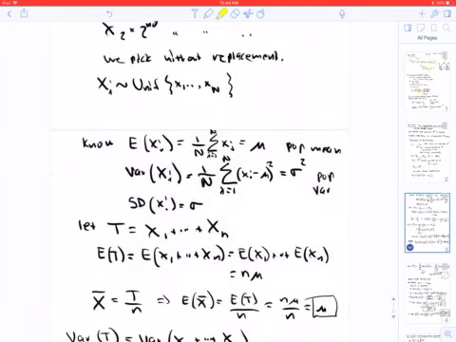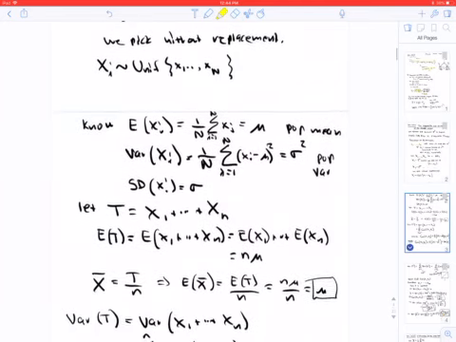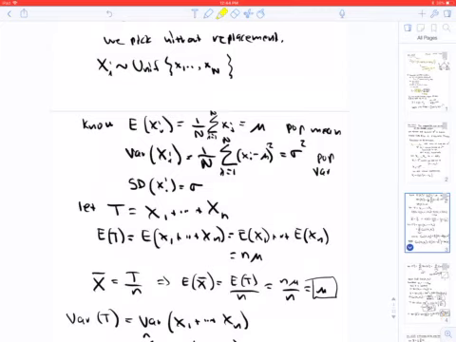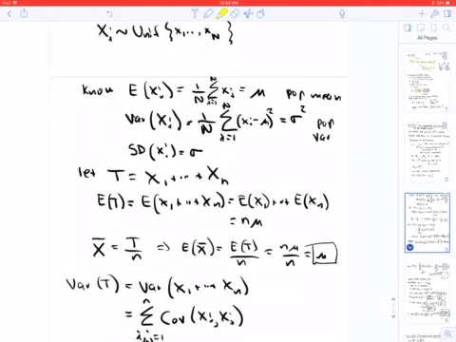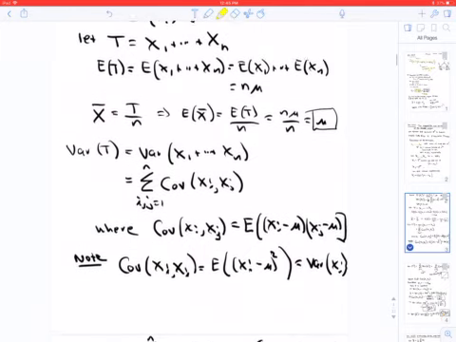Following these formulas, I then introduced T as a sum of these Xi's, and we showed that the sample mean is just T over n, and the expectation of the sample mean is the population mean.